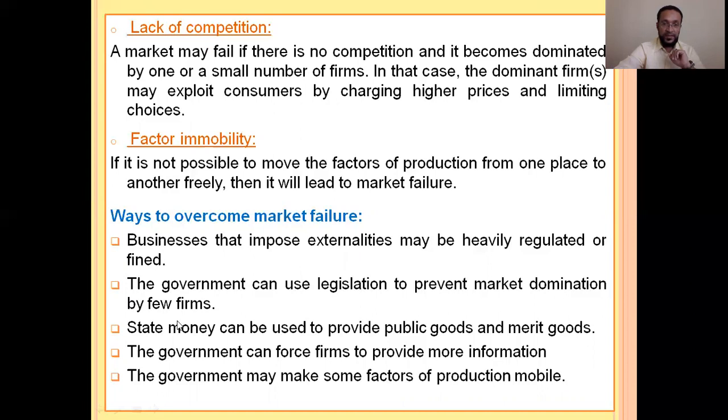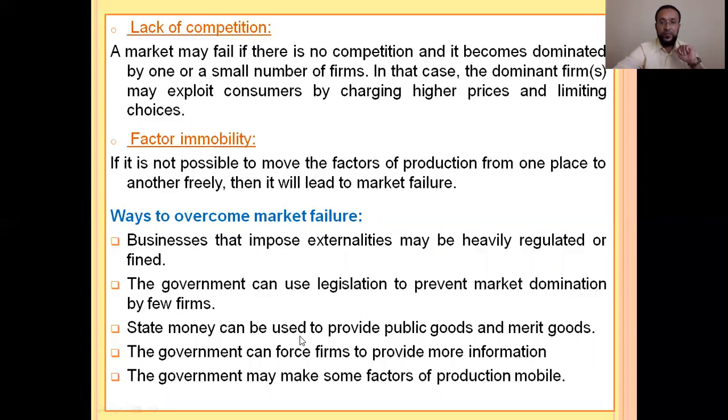Next is state money can be used to provide public goods and merit goods. Public goods are those goods which have two special characteristics: non-rivalry and non-excludability. So the government should produce these public goods to overcome the market failure, because these goods will be under-provided by the private sector. And merit goods are those goods which have positive externality but are under-provided by the private sector. So the government should produce public goods and merit goods to overcome the market failure.